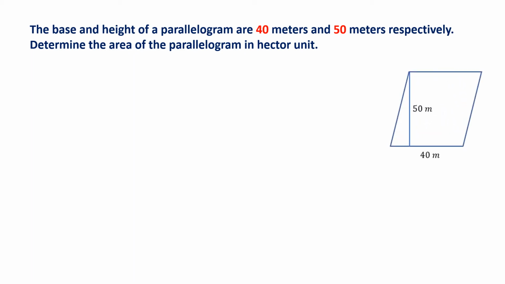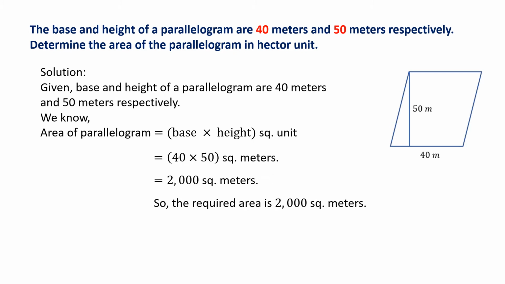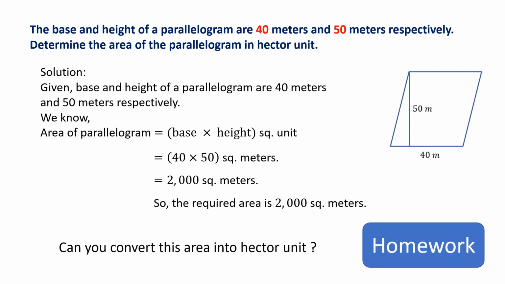So let us see the figure first. The base is 40 meters and the height is 50 meters, and you all know that if you multiply the base by its height, you will get the area of the parallelogram. So the area of a parallelogram is base times height square units. As you can see, it is 2000 square meters, so the required area is 2000 square meters. Now can you convert this area into hectare unit? This remains as homework, so please do it, because converting areas into hectares is a very important task.